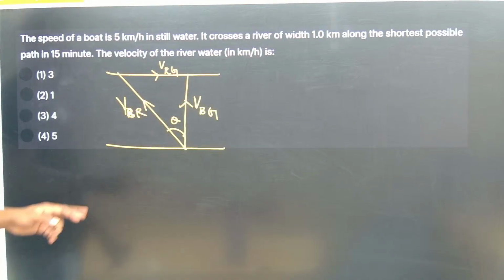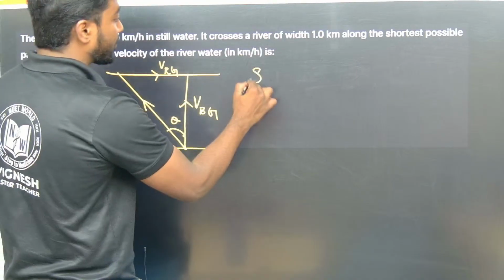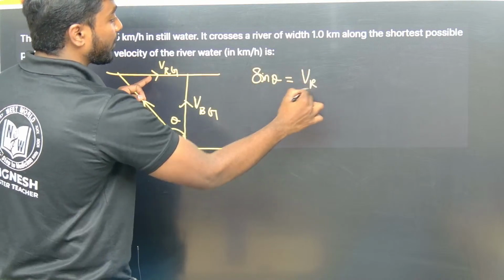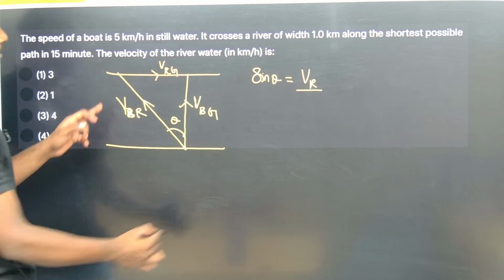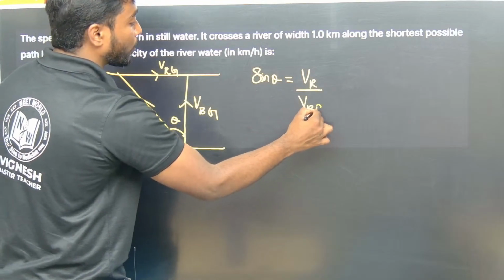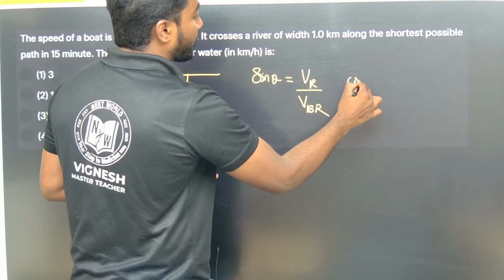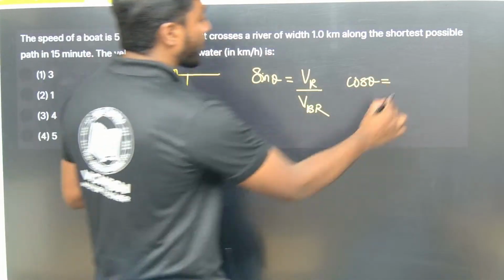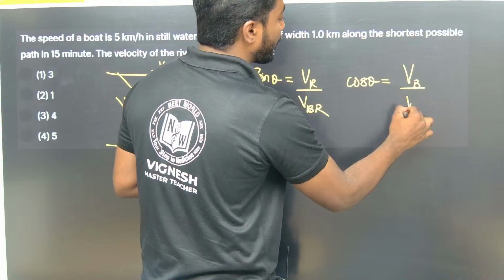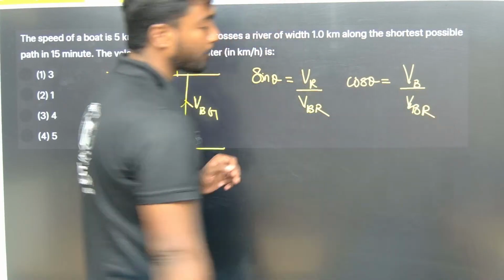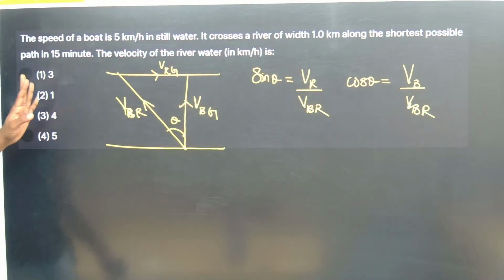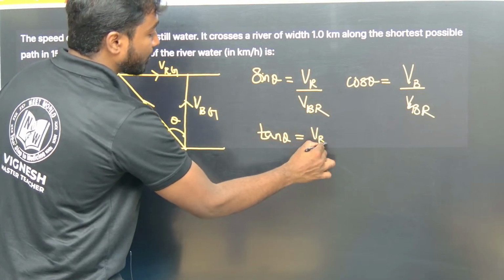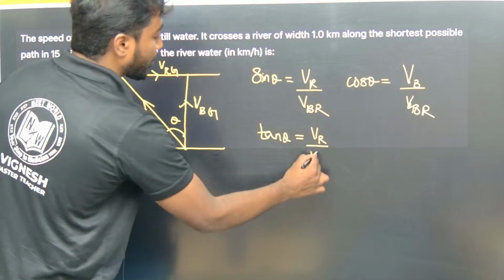Now we can write the angles. Sin theta is equal to opposite, the velocity of the river, divided by hypotenuse, the velocity of the boat with respect to river. Cos theta is equal to adjacent by hypotenuse, the velocity of the boat divided by the velocity of the boat with respect to river. And tan theta is the velocity of the river divided by the adjacent, the velocity of the boat.